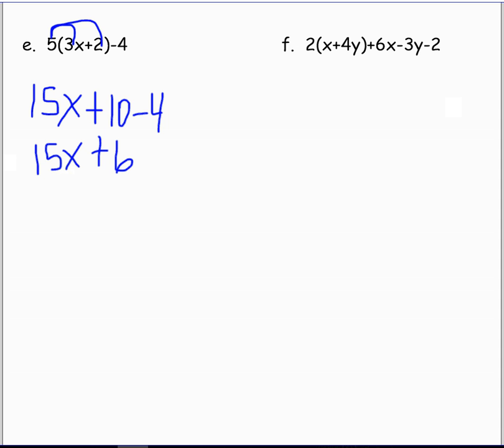And then for F, we'll take our 2 and distribute it first, and then we'll start combining like terms after that. So 2 times x is 2x.